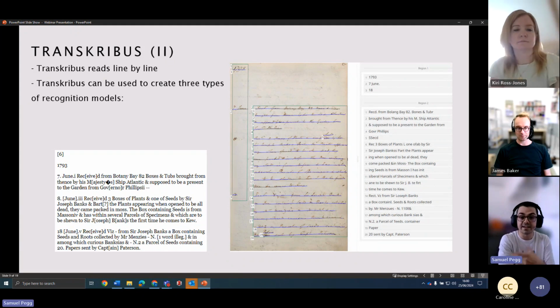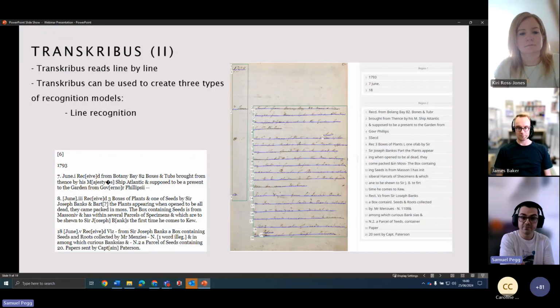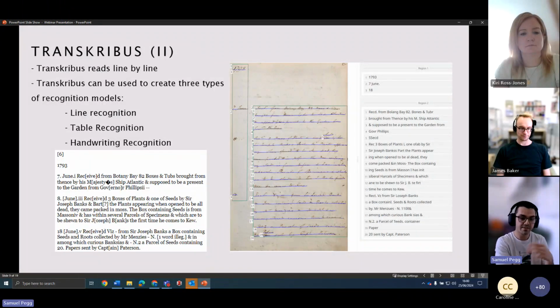Transkribus also has different recognition models that are used, and this means that there are 3 types, which are line recognition, table recognition, and handwriting recognition, and they're all separate models that you can train Transkribus on. And this is important because it highlights parts of the issues of using previously transcribed ground truth that wasn't intended for Transkribus. Because Transkribus is reading line by line, that means that the transcription is stored line by line, and that doesn't sync with how we intuitively write day to day, nor with how the manual transcription for the Travelling Plants project was created.